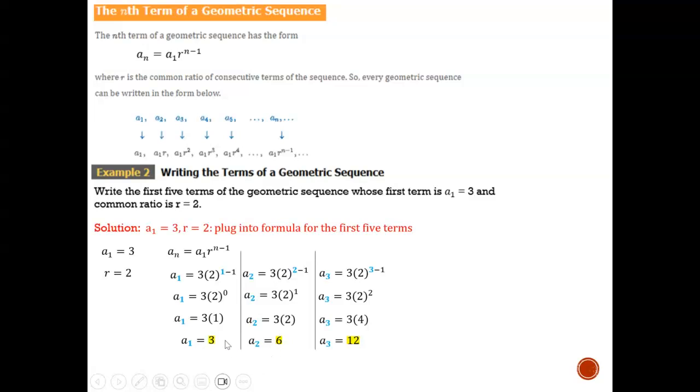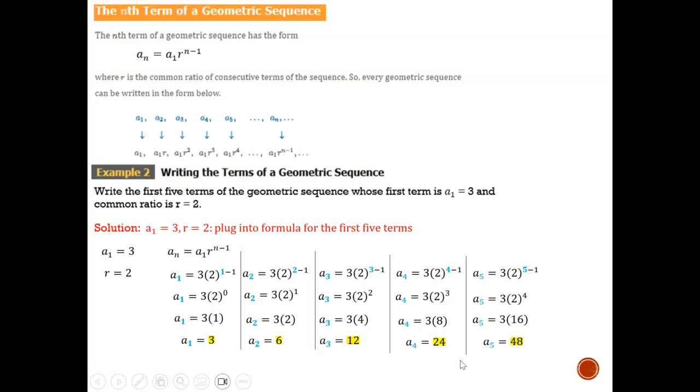Okay, what's the pattern? If the ratio is 2, it means that you can multiply the first term by 2 to get the second one. You multiply the second term times 2 to get the third one. You multiply the third term times 2 to give us the fourth one, and so forth, right? So then A4 will be 24. The fifth term, A5, is going to give us 48 because 24 times 2 will give us 48.